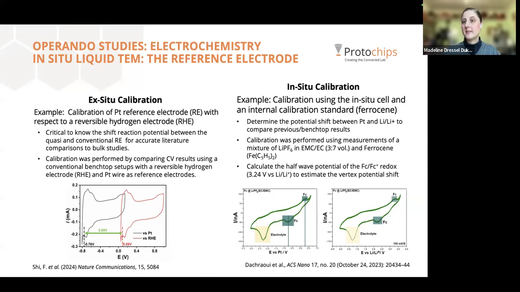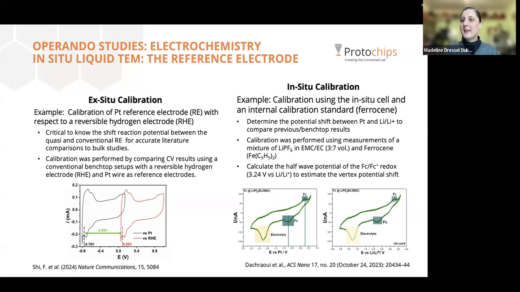What they did in this case is they used just ferrocene, which is very standard. They look at the redox couple peaks for ferrocene when they cycle the experiment using the lithium electrolyte that they're going to utilize in the experiment, and they take the half-wave potential of that to determine what the shift is, and then they can shift all of the peaks that they see in their in situ experiment with respect to the platinum back to the lithium electrode.